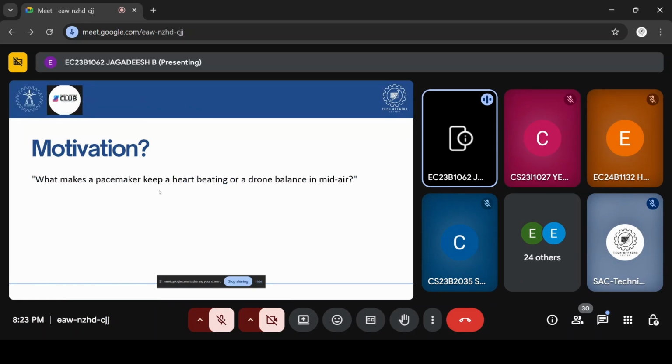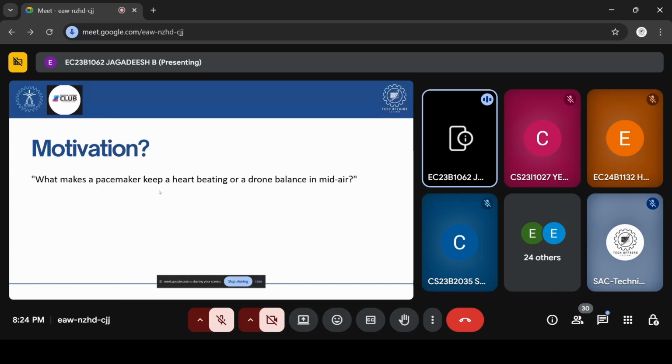So, what makes a pacemaker keep a heart beating or a drone balance in midair? That is an embedded system. In the case of a pacemaker, we have a small sensor which detects the heartbeat, and the microcontroller gets its data and checks whether the heartbeat is at the desired level or not. If it is not, then it gives data to the actuator. In this case it is an electrical pulse.